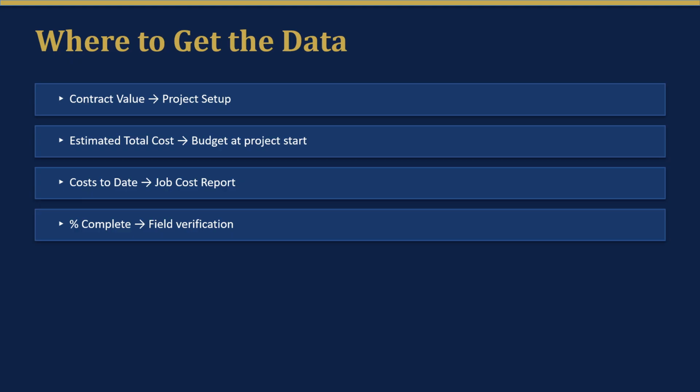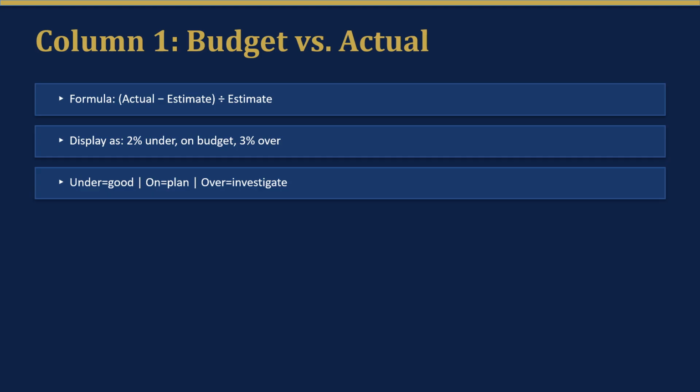Let's talk about the first column, budget versus actual. What it shows: are you spending what you planned to spend? The formula is actual cost minus estimated total cost, divided by estimated total cost. Display it as a percentage, 2% under on budget or 3% over. This is the report everyone already runs and understands.